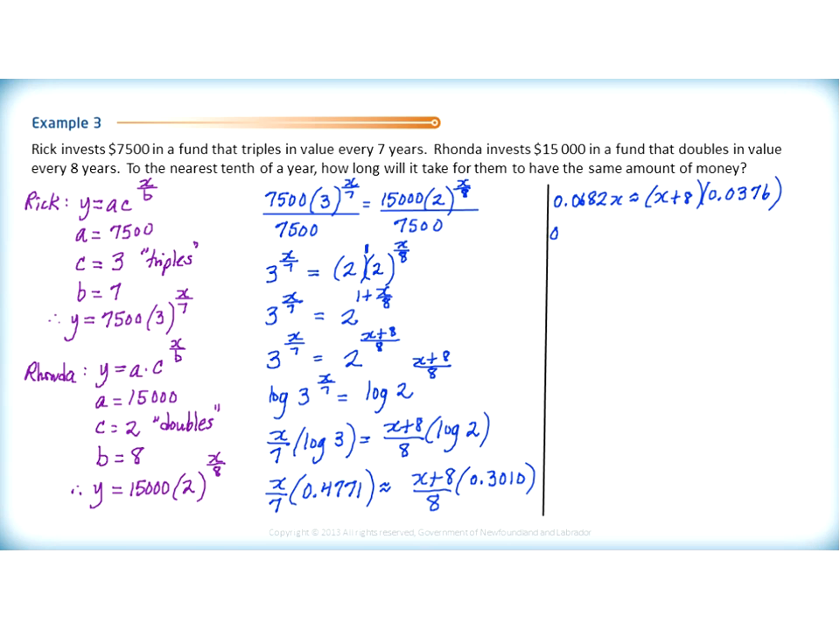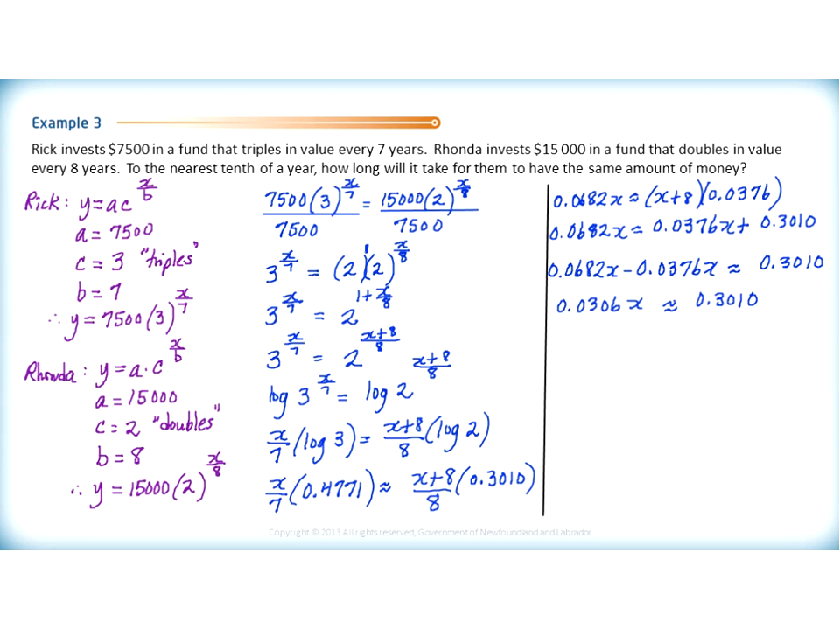So now using your skills with algebra, you will get the right-hand side to equal 0.0376x plus 0.3010. So now we can bring all the terms containing x to one side of the equal sign. And that will approximately equal 0.3010. The left-hand side, we get 0.0306x to approximately equal 0.3010.